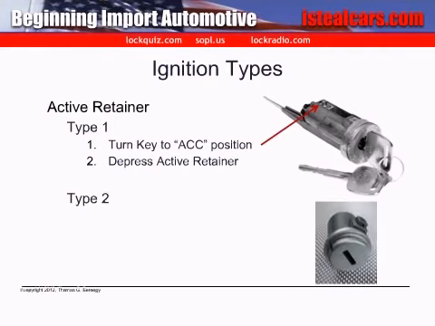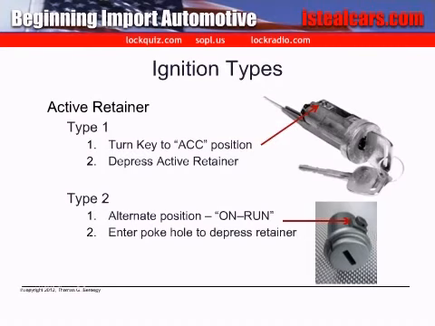This retainer type is very similar to the Type 1, except that there is no retainer access hole in the ignition housing. Instead, the access hole is part of the ignition lock face. To access the retainer, the ignition must be rotated to the on or run position. This position aligns the access hole on the face of the lock with the retainer located near the back of the lock.